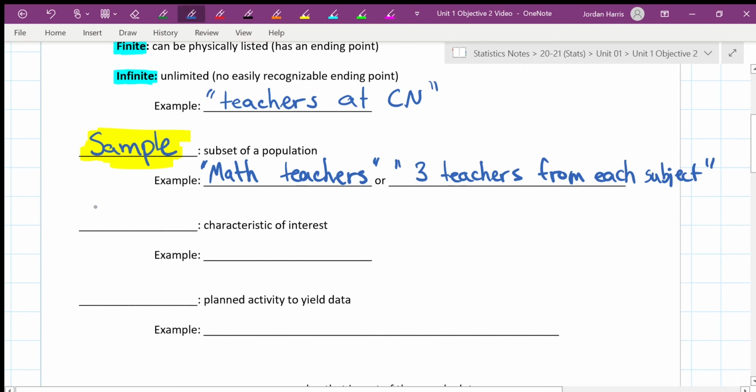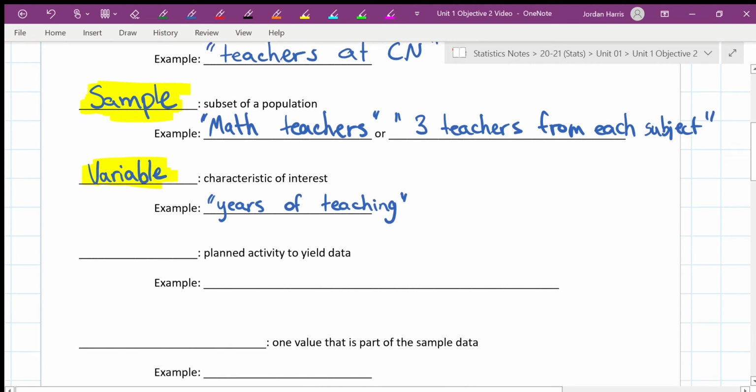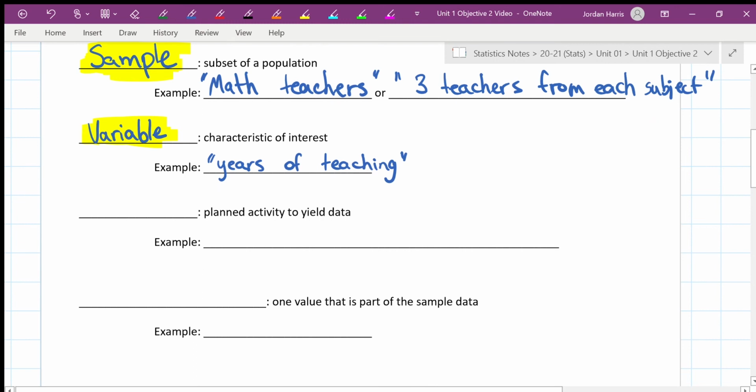The next term, the third term, is variable. This is what we're talking about. What are we looking at? In my sample, what am I studying? So the formal definition is characteristic of interest. If we're looking at teachers, maybe we're looking at how long we've been teaching. What's the average amount of years a teacher has been teaching at Clovis North? Then we get to the experiment.